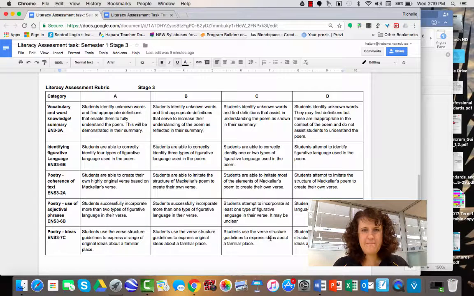And yeah, we're going to get you to write your own verse about a place that's familiar to you. And this is just looking at your ideas that you've used. We want you to use original ideas in order to get an A there. So I hope that will help you to do really well on your assessment, and look forward to reading your poems and reading your summaries and seeing your analysis.